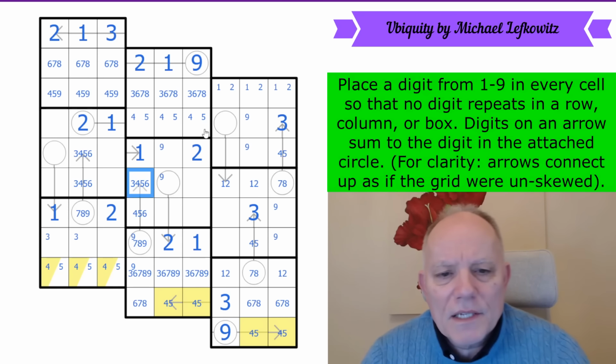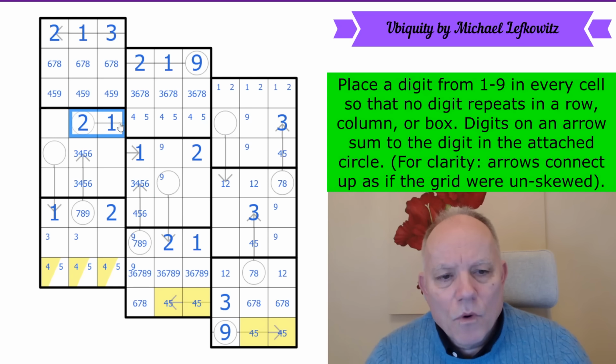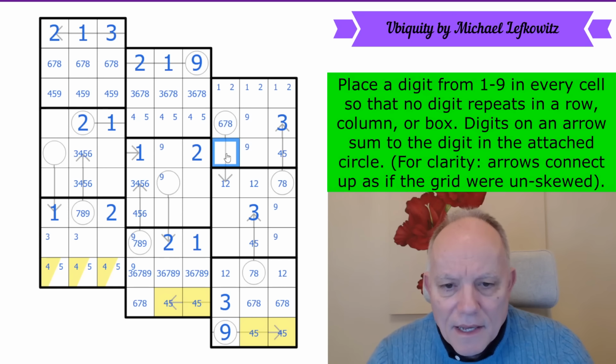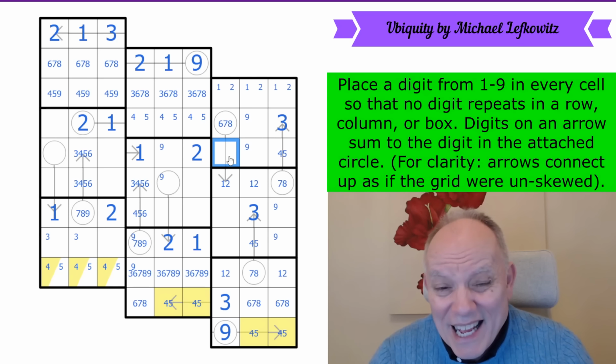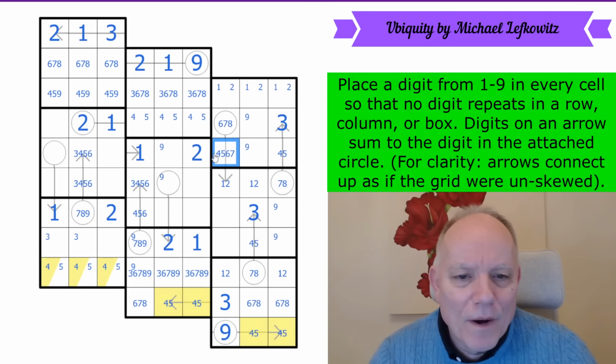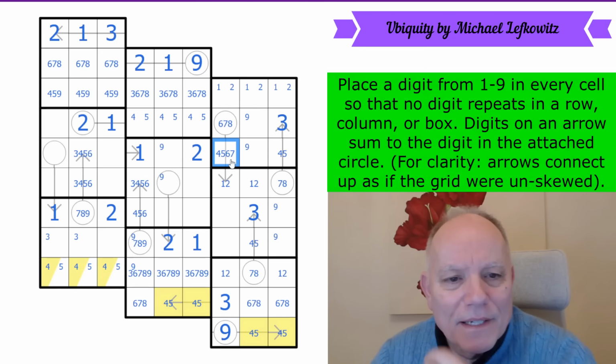Gosh. This cell can't be 1, 2, or 3, or 4, or 5, or 9. So this is 6, 7, or 8. That puts this somewhere between 4 and 7, which is a little bit more widespread grouping than I was hoping to find.